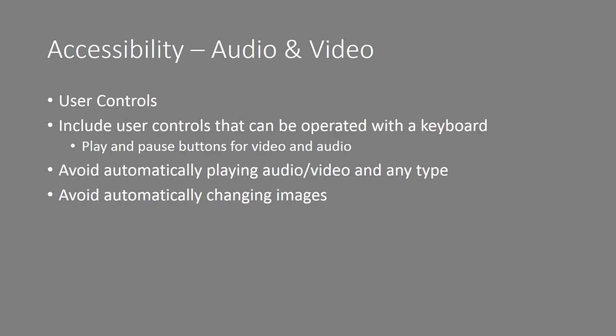Next slide. Another important part of audio and video is to make sure there are user controls, and there's plenty of user controls. This includes user controls that can be operated with a keyboard, such as the play and pause buttons for audio and video. And you want to avoid automatically playing audio and video or changing images without the user able to stop it or understand that. Photo carousels, which were quite popular a few years ago and still are, they really must have user controls in that to be considered accessible as well as usable.